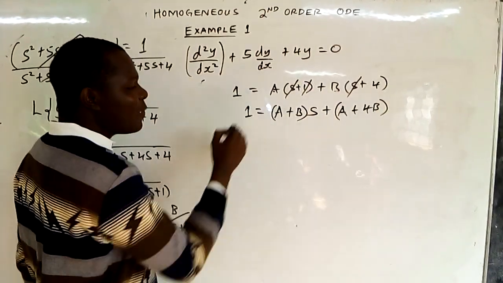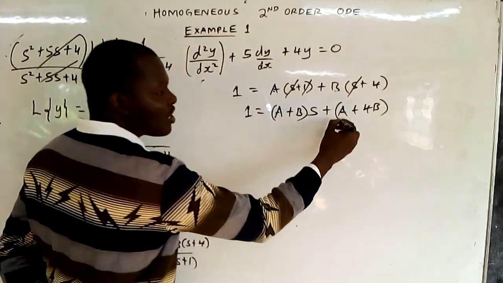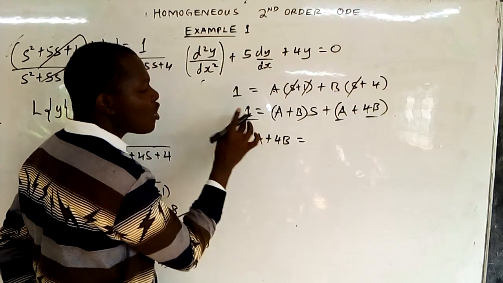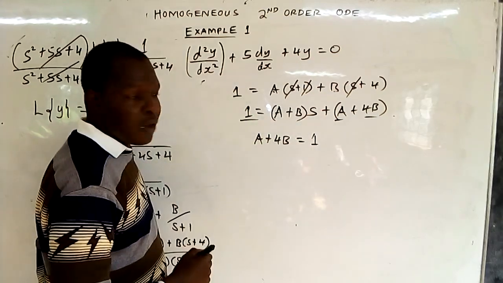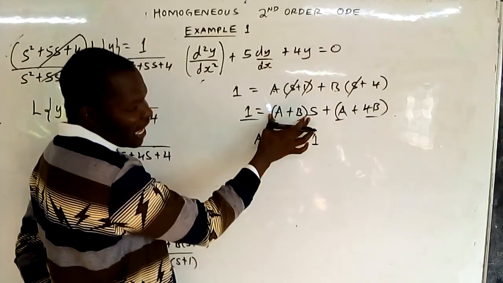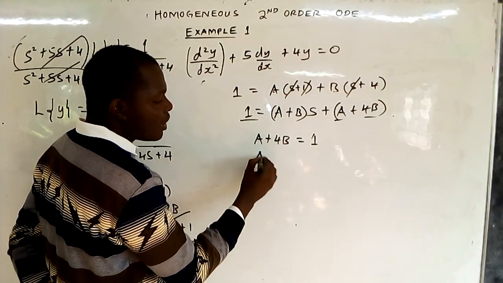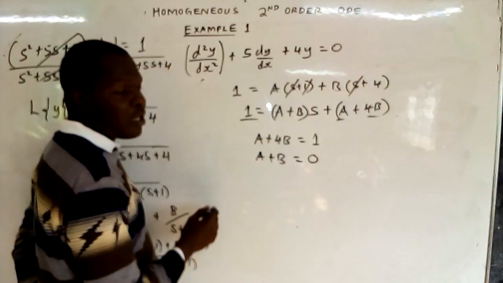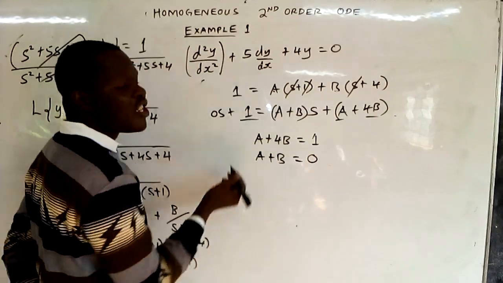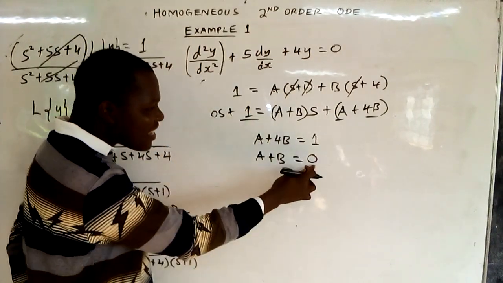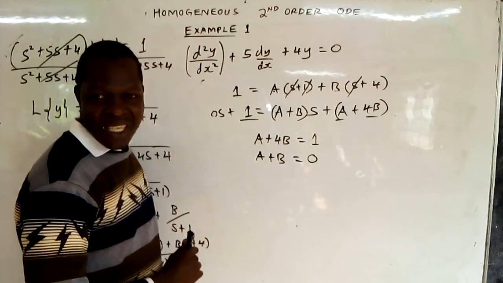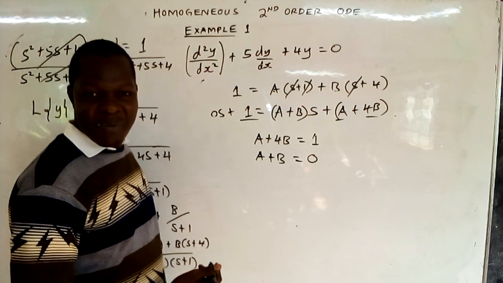To be equal to 1. So you compare the constant term, which is a plus 4b, equal to the constant term this side, which is 1. The coefficient of s, which is a plus b, is equal to the coefficient of s this side, which is 0. Because there is no s this side, meaning it is 0 times s plus 1. So the coefficient of s here is 0, the coefficient of s there is a plus b, isn't it? Yes. Are we together? So see, solving this is now very simple.